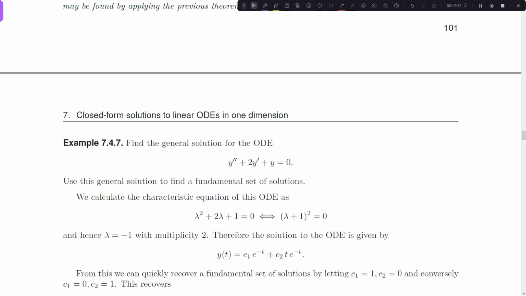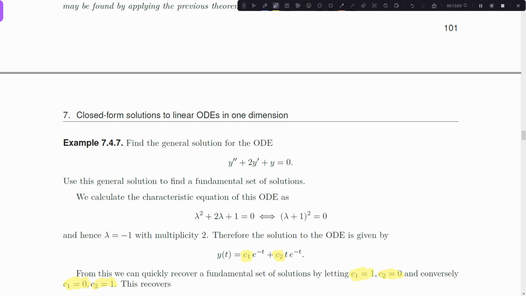Okay, so starting there and then extracting a fundamental set is a little tricky, but all we have to do is look at C1 and C2 and recognize that those are arbitrary constants. And so if I make this choice of letting one be 1 and the other be 0, and then swapping that procedure, I get two necessarily linearly independent solutions. Okay, so this is how we always find our linearly independent solutions.